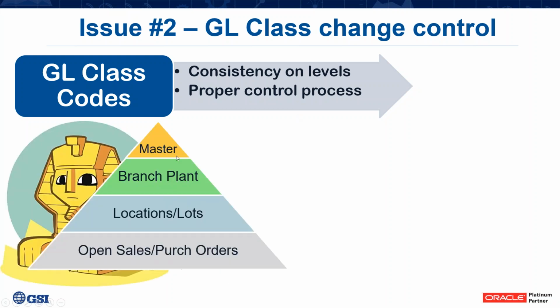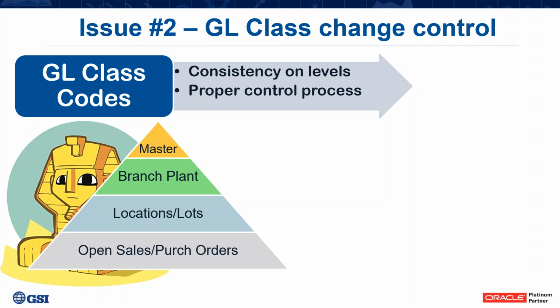Okay, first, what level does the GL class code live? So if I have a new item and I'm setting it up, the very first thing I do with an item is I enter an item master. And as part of that item master entry, I assign a GL class code to the item. Okay, now once I do, and let's just pretend for the sake of argument that we're entering a raw material.